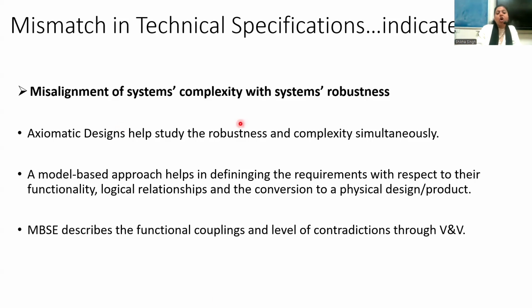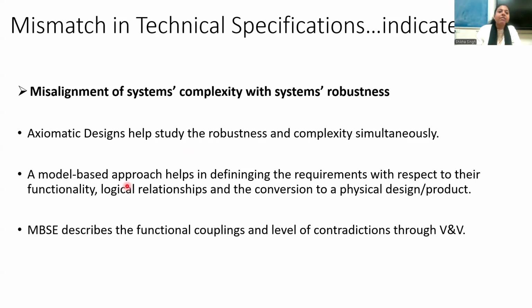Misalignment of systems complexity with systems robustness. The system was complex, but it was not aligned with its robustness. Robustness checks were missed out. So here, I would rather suggest that axiomatic designs may help in understanding the robustness and complexity simultaneously.